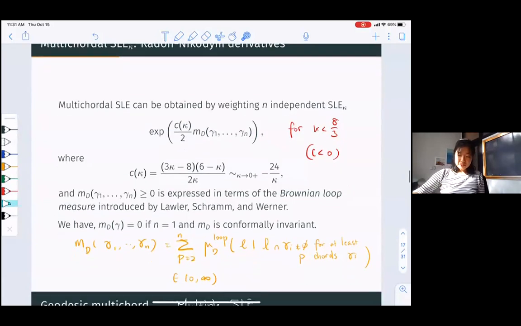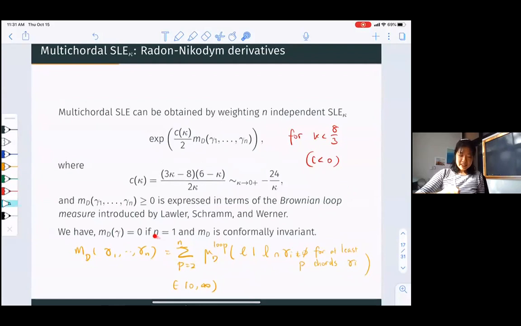And for those who know, explicitly we can write it down as the sum from 2 to n of the Brownian loop measure of loops which intersect at least p chords. We take the sum from 2 to n. So the takeaway is that if n equals 1, this sum is 0.